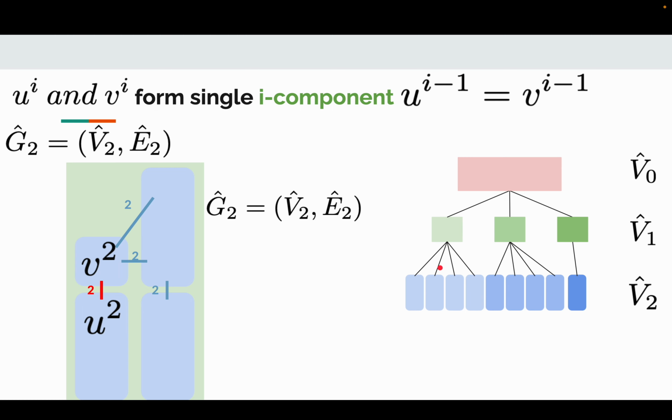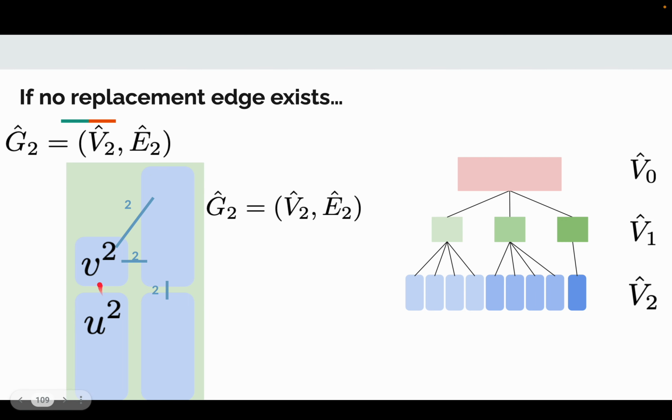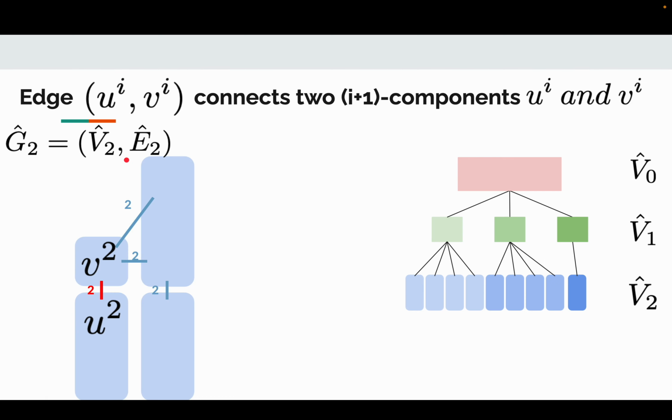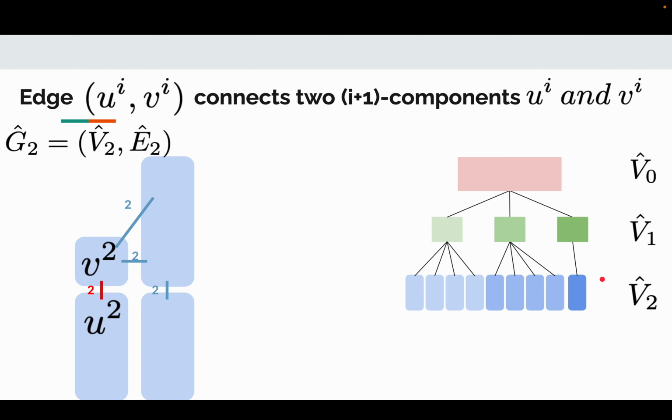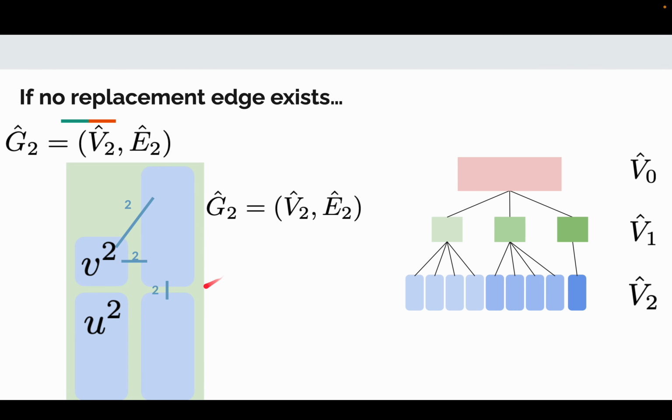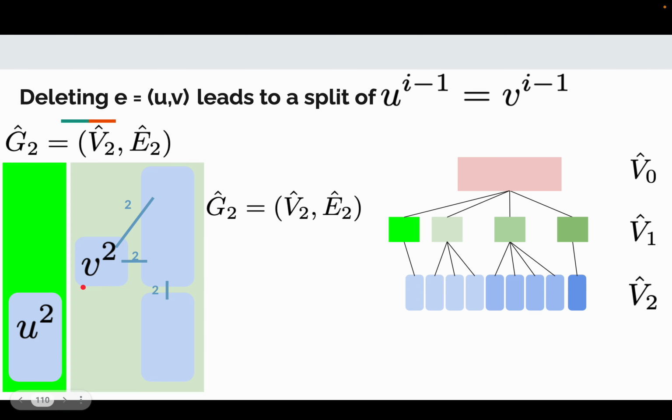After we remove it, there's no replacement. Remember that a replacement needs to be of the same depth i. But there is no replacement here. So in this circumstance, we will have a split of u(i-1), which is v(i-1).